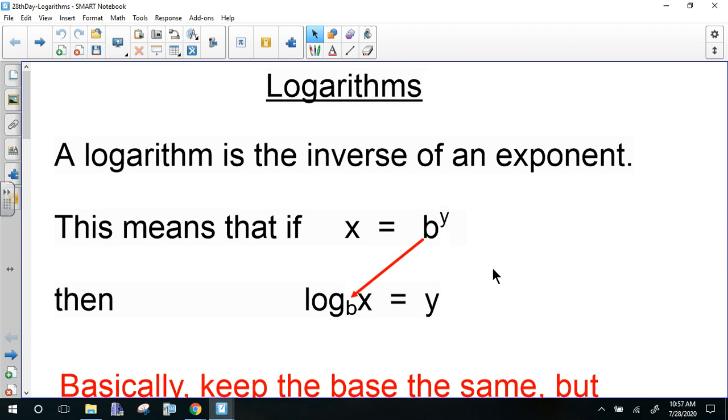Remember back in Unit 1, we converted algebraic functions to inverses, and we switched the x and the y's. Well, you do the same thing for exponential to logarithmic.